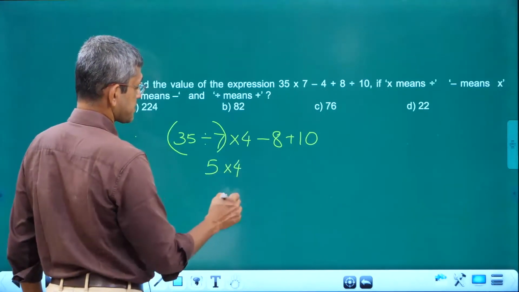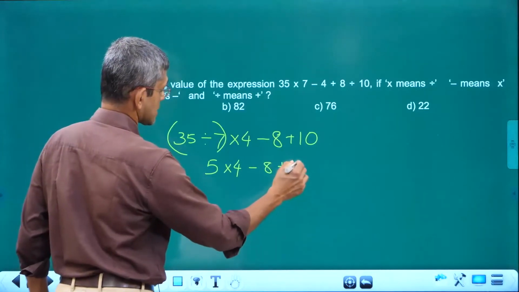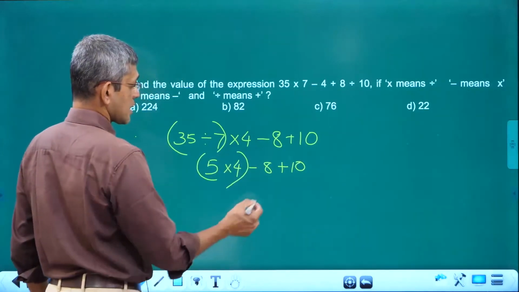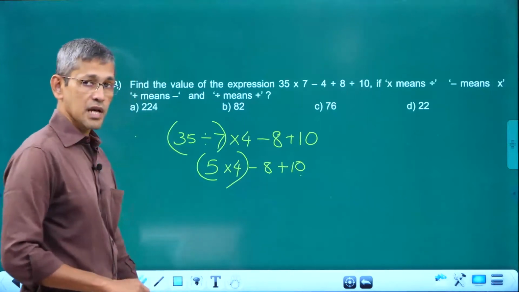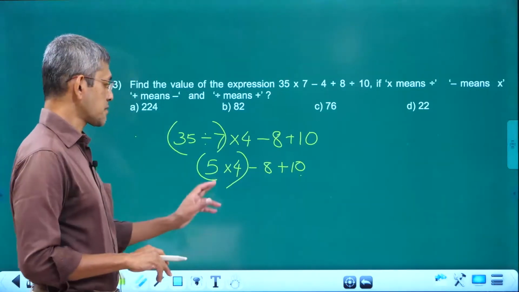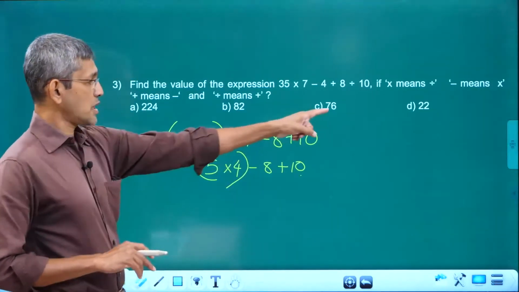Now into 4, minus 8 plus 10. So 5 into 4 is 20. Here it's minus 8 and plus 10. How much is that? Plus 2, right? 20 plus 2, 22. So the answer is right there.